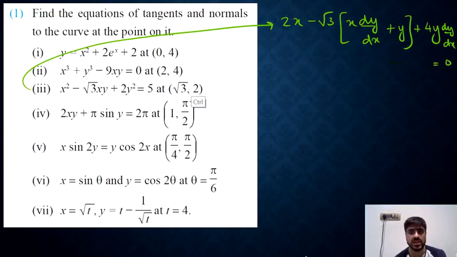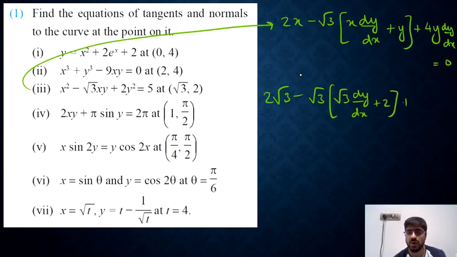Now in this expression itself, we will substitute the value of x as root 3 and y as 2 to get the value of dy by dx, that is slope of tangent at this particular point. So when we put x as root 3, we have 2 root 3 minus root 3 into, we have root 3 dy by dx, and we are putting y as 2, so we have plus 2 plus 4 into 2, that would be 8 dy by dx equal to 0. Now when we expand this entire bracket, we have minus 3 dy by dx, and here it will become minus 2 root 3.